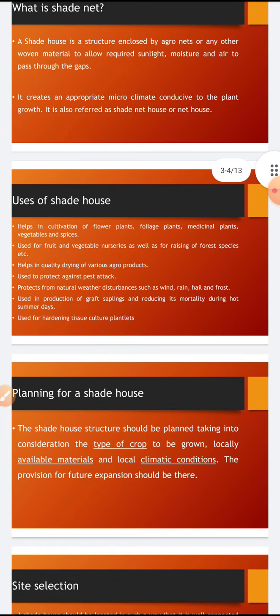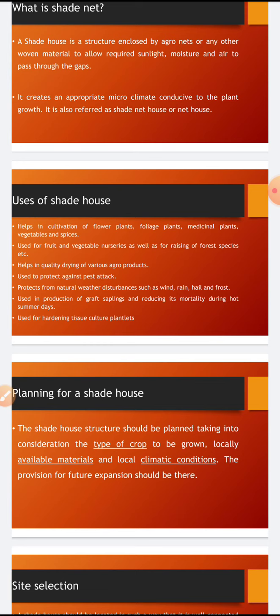Uses of shade houses. It helps to cultivate flower plants, foliage plants, medicinal plants, vegetables and spices. Used for fruit and vegetable nurseries, as well as raising forest species. Helps in quality drying of various agro products after post harvest. Used to protect against pest attack. Protects against natural weather disturbances such as wind, rain, hail and frost.